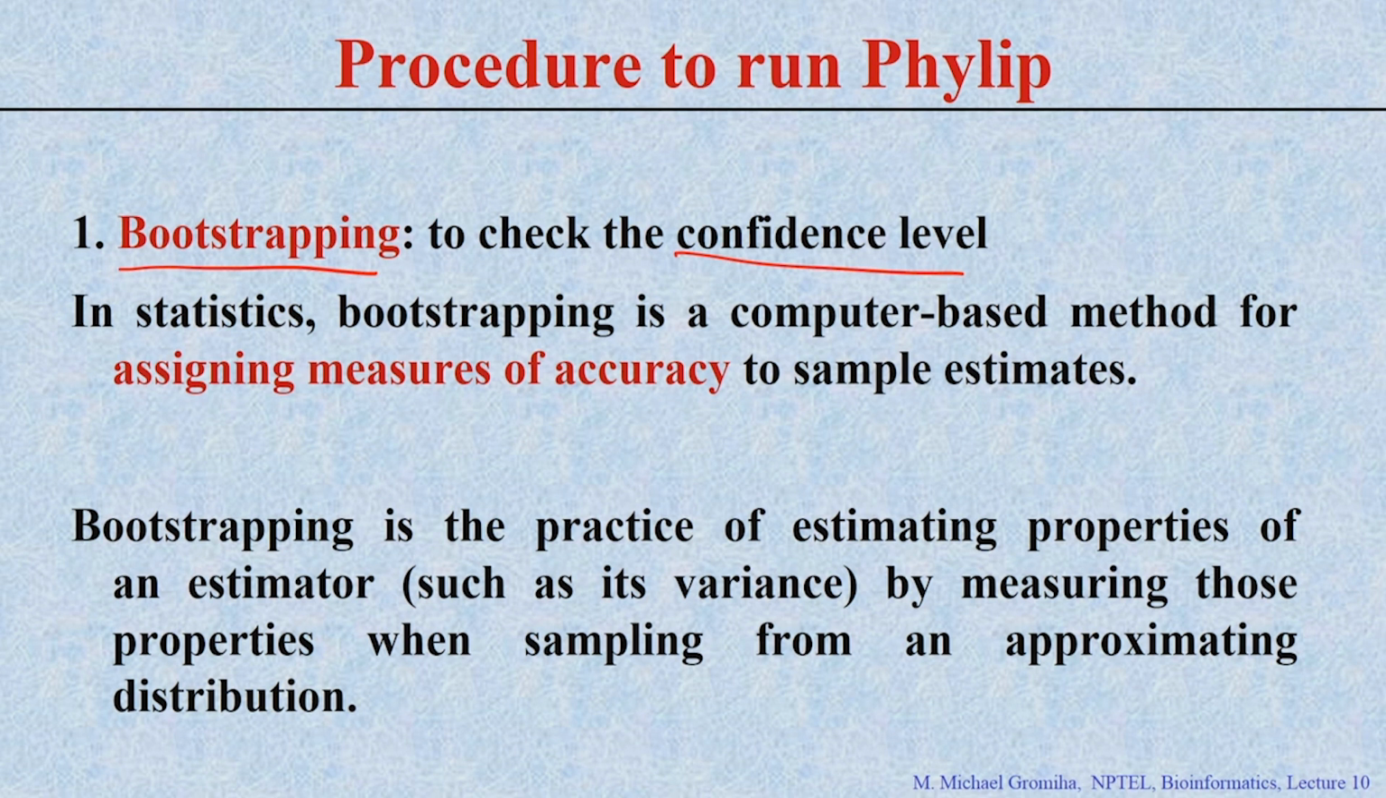not. So, in statistics, this is a computer based method to assess the measure of accuracy for any analysis. So, what to do? This is the practice of estimating the properties of the estimator, such as its variance and so on, from the sampling of independent data, right. You can have several independent data, right, and from the sampling you see whether your data is significant or not.